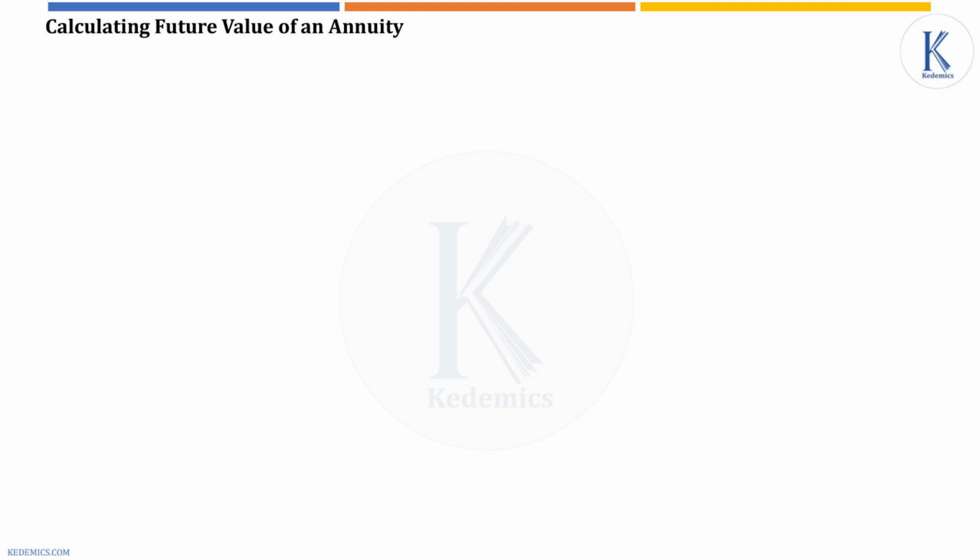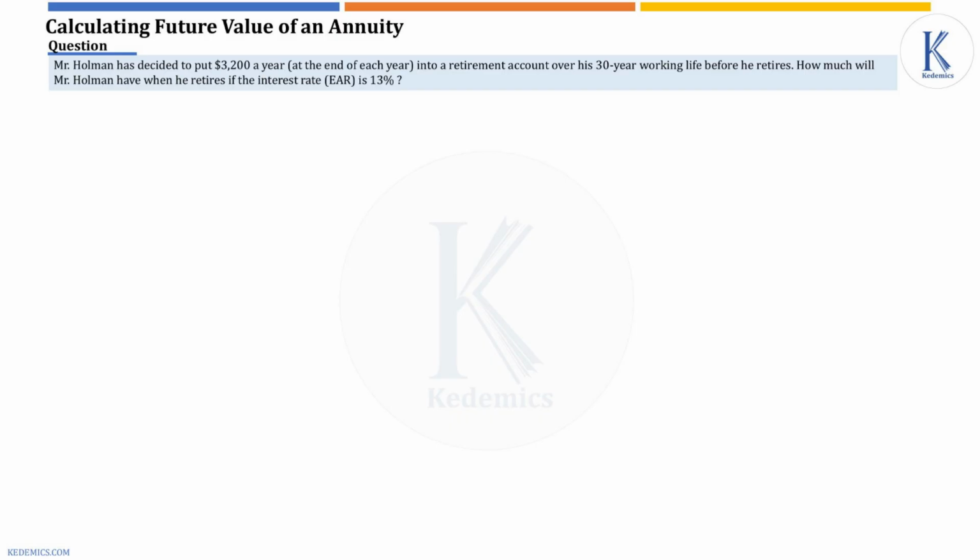This is an example on calculating the future value of an annuity. Mr. Holman has decided to put $3,200 a year at the end of each year into a retirement account over his 30-year working life before he retires. How much will Mr. Holman have when he retires if the interest rate, EAR, is 13%? Here's how to solve this.